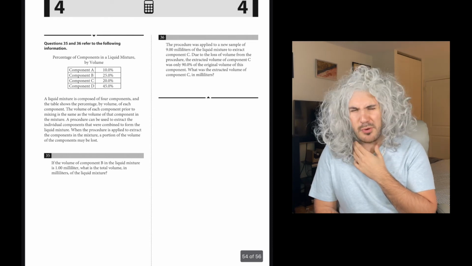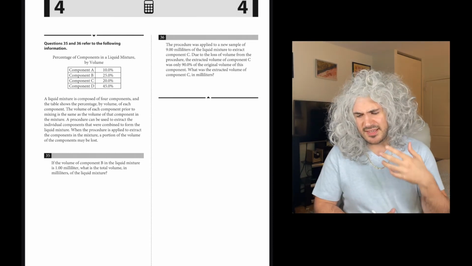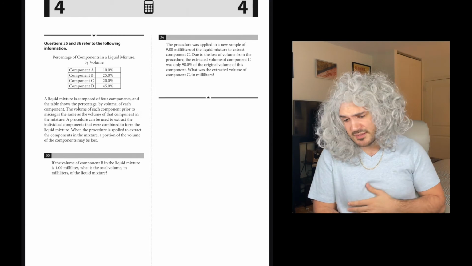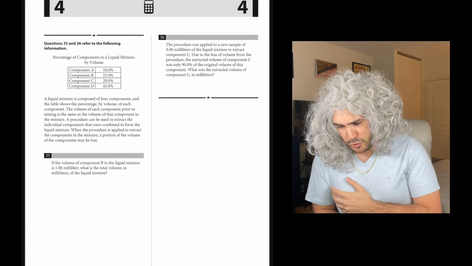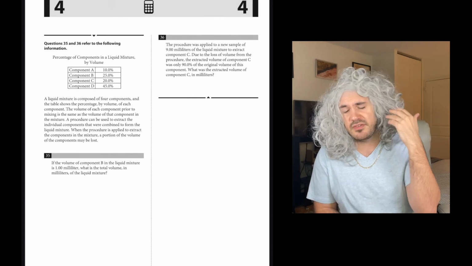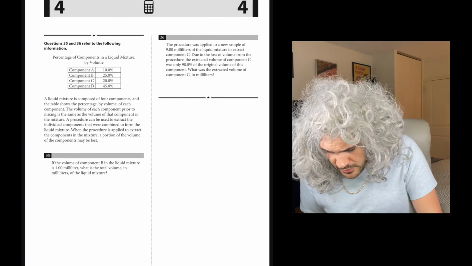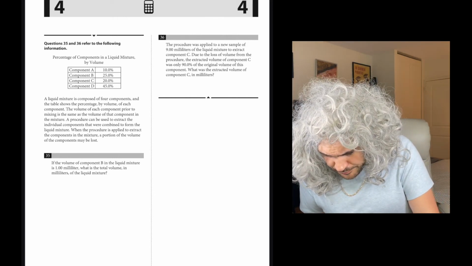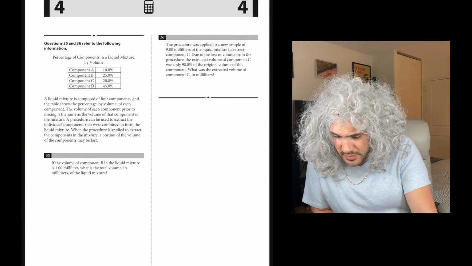Okay, man, I always get tired from these sections, speaking for like 30-40 minutes non-stop. Woo! Okay, so we've got a table. Okay, I'm just gonna read this stuff to myself. I don't want to read it out loud. I'm too tired.